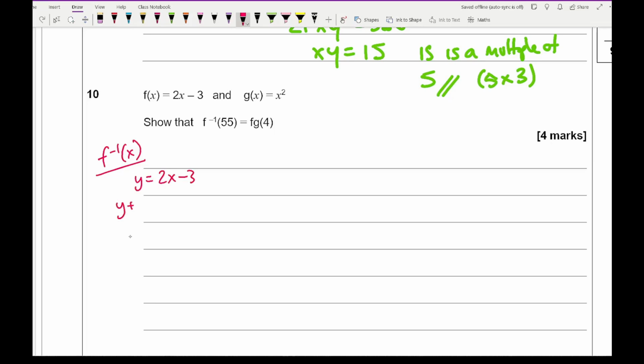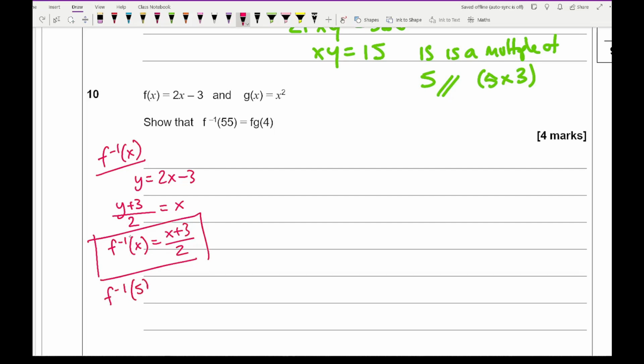So I end up with y plus 3 over 2 equals x, and then just swap the x with inverse function x and swap the y with x. So I end up with something that looks like this. Now if I then substitute 55 into that, the inverse function of 55 equals 55 plus 3 divided by 2. That gives me an answer of 29.